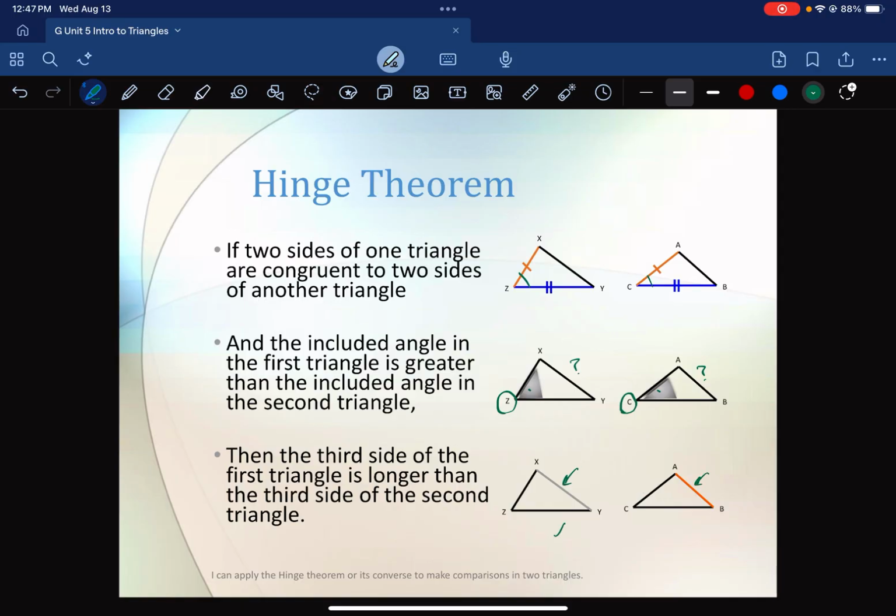So that tells me that XY must be greater than, let's not put the bar on the top because it would be the value, than AB. Okay? Because ZX and ZY and CA and CB are fixed. They're the same length sides. It's just this one's open wider, which makes this side longer. So it basically just says the larger side is across from the larger angle if you have this condition where that pair of sides is congruent in each of the triangles, okay?